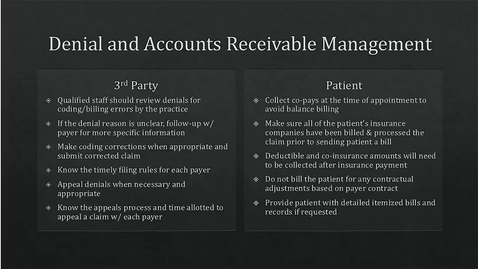If the claim is denied as patient responsibility due to eligibility issues or incorrect patient information, bill the patient. If the information on file is inaccurate, the patient can contact your office to provide the correct information and the claim can be resubmitted. Provide the patient with itemized bills and medical records if requested.